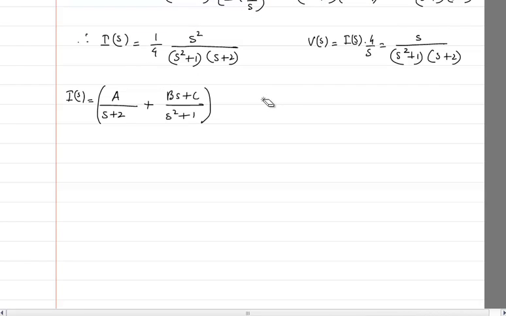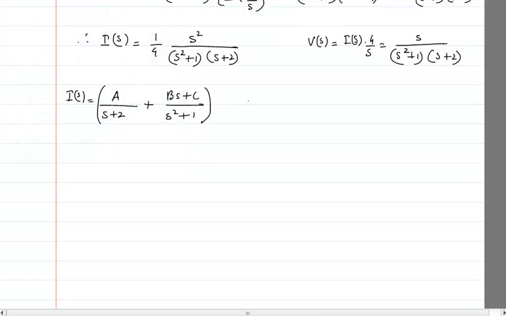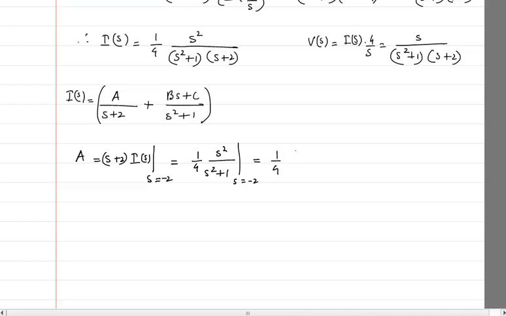Okay, now if I want to find out a, what is a? A is going to be, I have to multiply I of s with s plus 2, and then get the value at s is equal to minus 2. So if I multiply, I'll get 1 by 4 s square divided by s square plus 1 at s is equal to minus 2, which will give me 1 by 4, and s square is going to be 4, divided by 4 plus 1, which is going to be 1 by 5, which is 0.2. I can write 0.2 or I can write 1 by 5. Let me use 1 by 5.